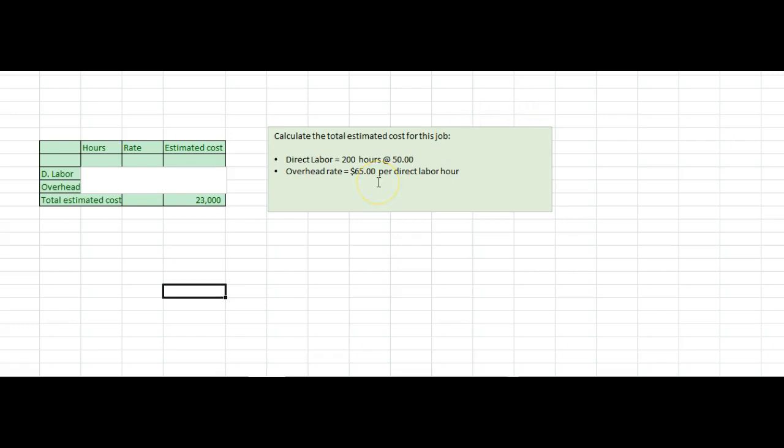Direct labor is 200 hours at $50, and the overhead rate is $65 per direct labor hour. So how much is this job going to cost us? That's kind of easy now. You know what to do. 200 hours times 50 is 10,000. Overhead is 200 times 65, or 13,000. It comes up to the job probably costing around $23,000.